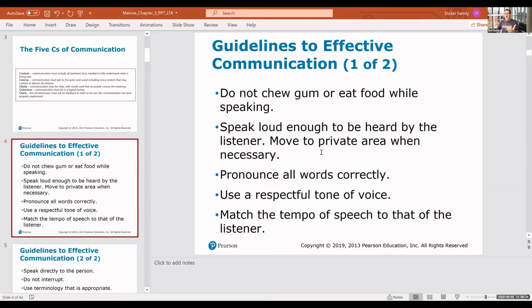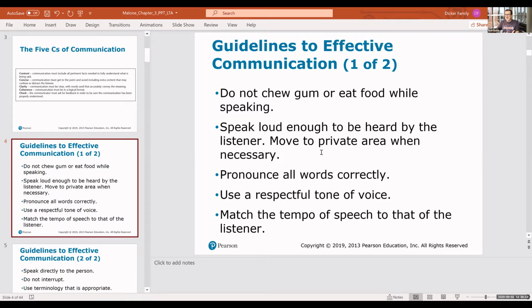Some good guidelines: don't chew gum or eat food while talking to somebody. In particular on the phone, it's funny. Of course, in person we can see if somebody's chewing on something. On the phone, it can be very distracting if somebody's chewing. If you're snapping gum on the phone, it also says that maybe you're not actively listening. So be very careful with that.